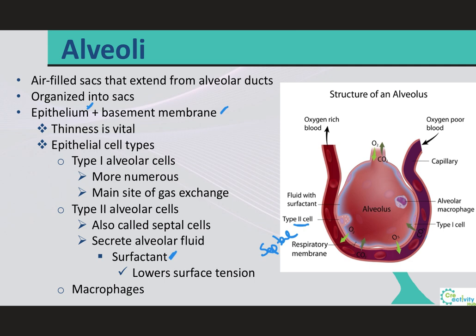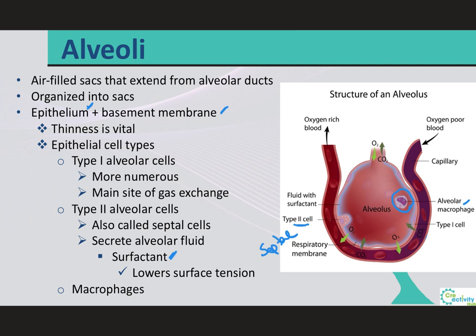We can also see right over here, associated with the alveolar epithelium, these alveolar macrophages. And these cells are basically roaming around this alveolar space, and they will phagocytose fine dust particles, debris, or any microbes that may be present in the alveoli.